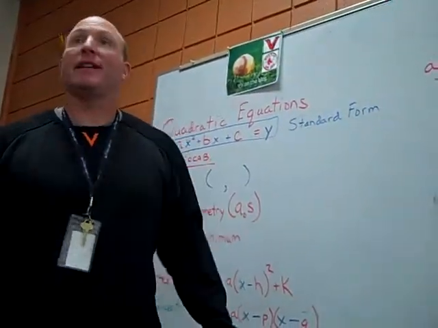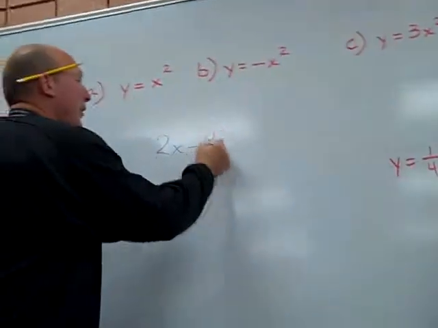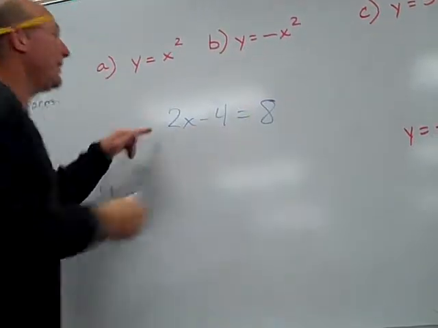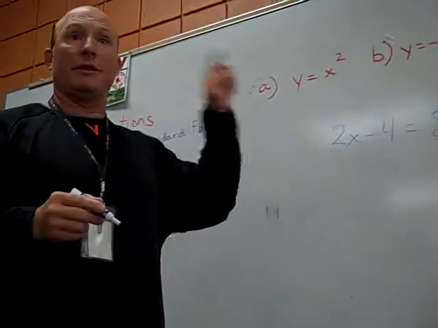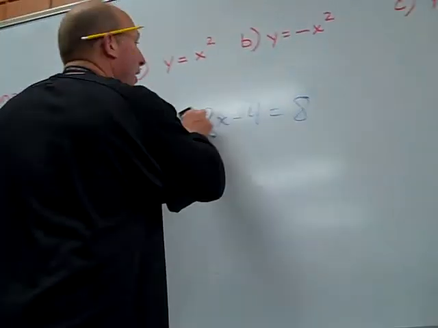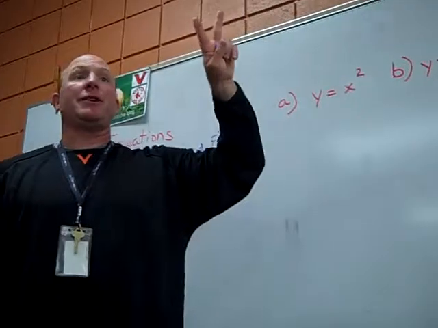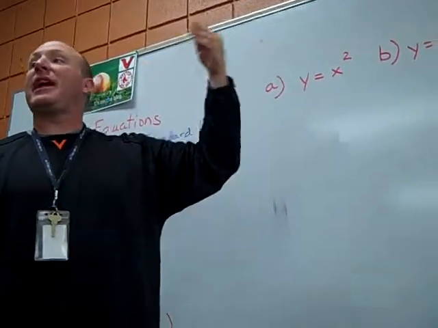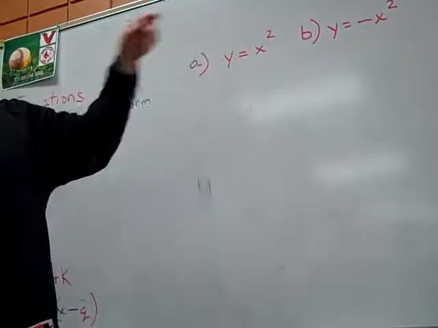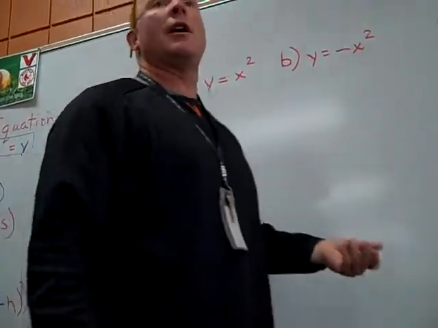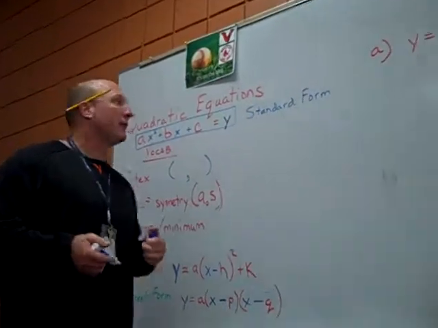X squared. That's it. Just like when we had 2x minus 4 equals 8. How many solutions did we have for the letter x? One solution. Guess how many solutions there are for this? There's going to be 2. Your largest exponent, in this case, is always going to be 2. That's going to tell you how many solutions there are. And we'll get more in depth on the solutions and what we're looking for.